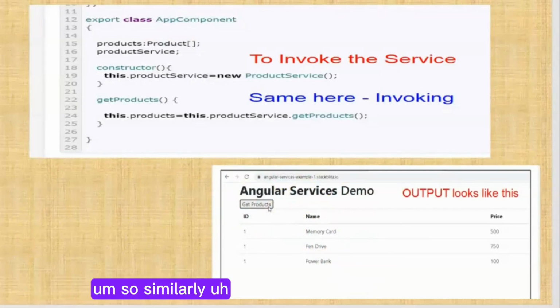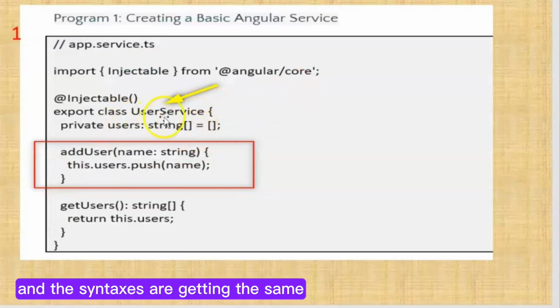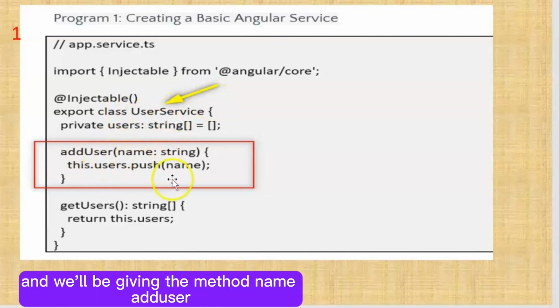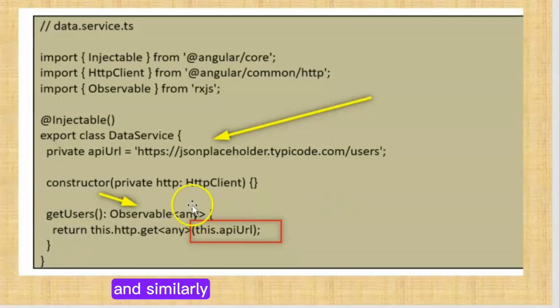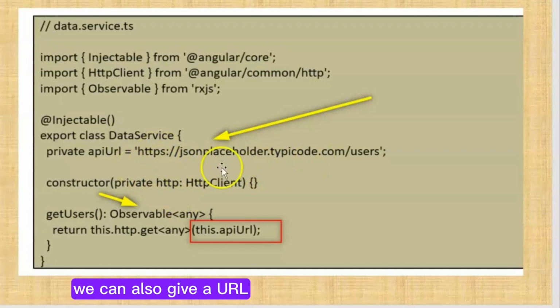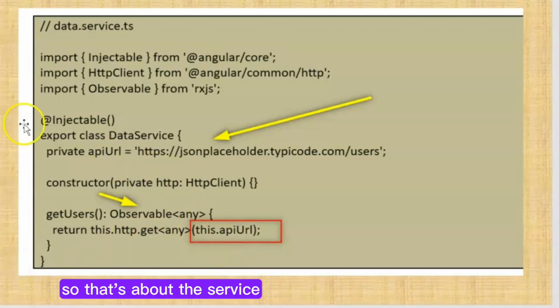Similarly, with @Injectable, the syntax is again the same, and we give the method names, addUser, getUser or something. Similarly for the HTTP client, we give the data service. We can also give a URL in the constructor. In getUsers, we say http.get with this API URL, and we put it over here. So that's about the service.